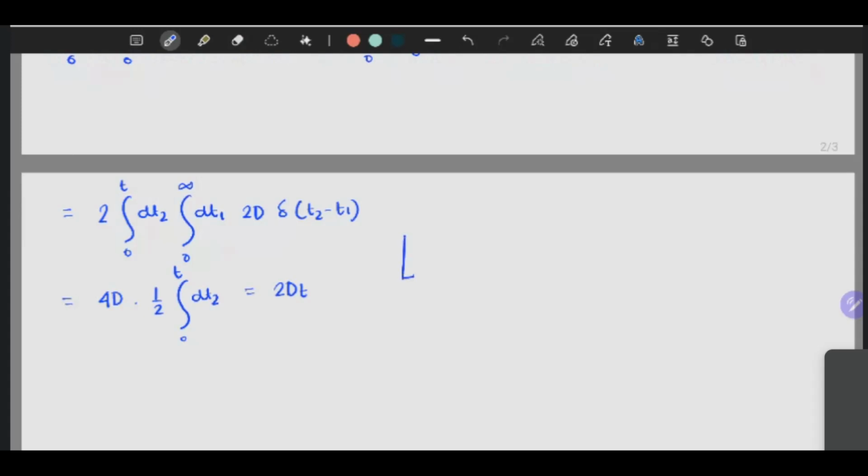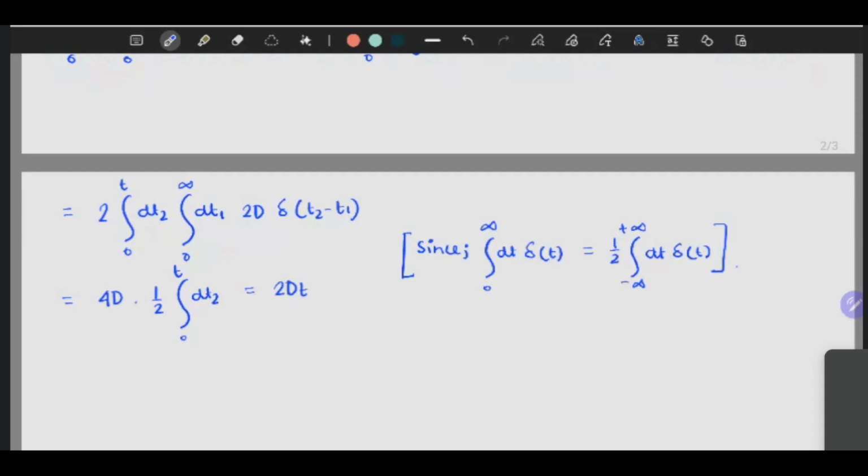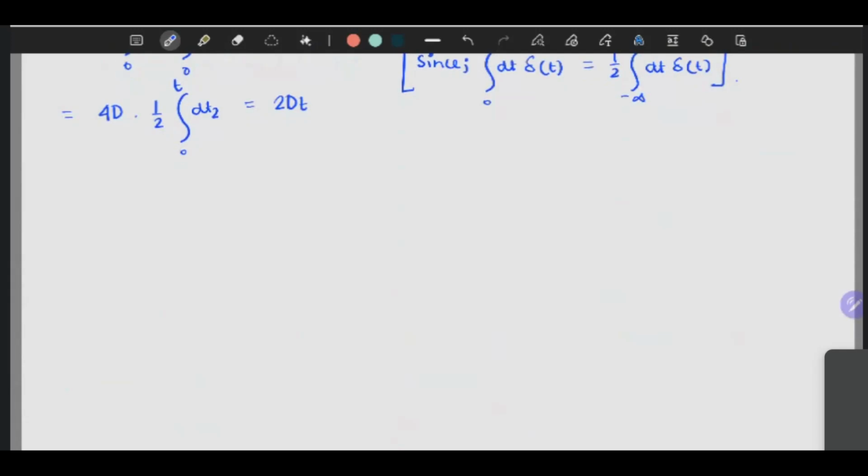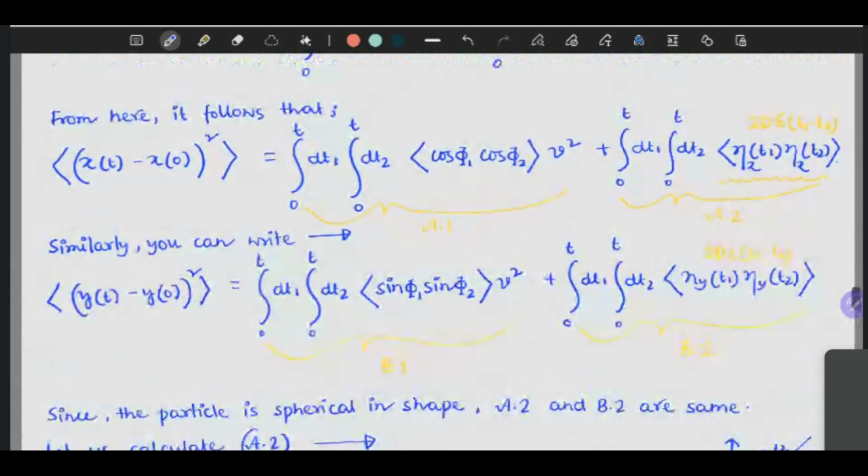Why is it so? Because the integral from 0 to infinity of dt delta of t becomes half of the integral from minus infinity to plus infinity, because you know delta function is an even function. Okay, so now we have got the a2 and b2 values. So this will be the integral, a2 is equal to b2. Now to get a1 and b1, we need to calculate this correlation, cos phi 1 cos phi 2 and sin phi 1 sin phi 2. So we will do that. Think about it for 1 or 2 minutes.